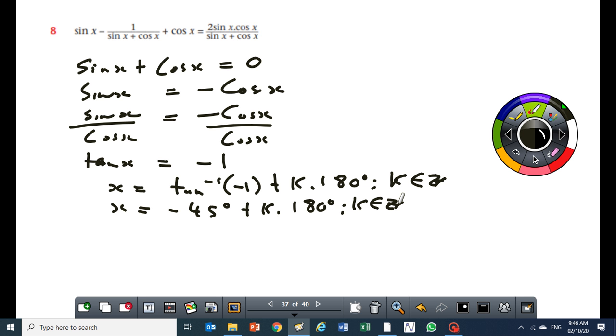If you want to test it, you can put, say, k equal to 0 and put minus 45 here, minus 45 there. Sine minus 45 is minus 1 over root 2. Cos minus 45 is equal to 1 over root 2. So the denominator becomes 0. It means the identity will be undefined. So this is the only solution. Remember, it's a formula. It gives you all the values of x that are undefined.